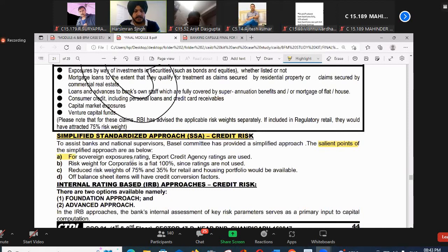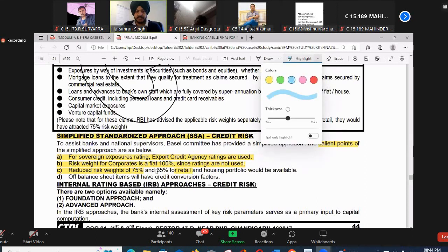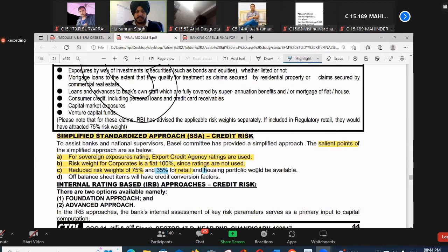For sovereign exposure ratings, that is country risk, we will use the ratings of ECGC. What is the name? The 7 category classification by ECGC. Then risk weight for corporates is a flat 100% since ratings are not used. Reduced risk weights of 75% is for retail, and 35% for housing portfolios.